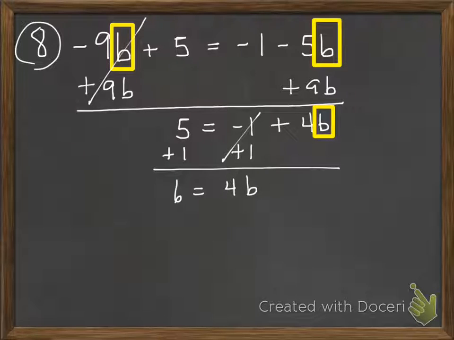Again, we're solving for b. B's being multiplied by 4. So the opposite of multiplying by 4 is dividing by 4. You can reduce 6/4 if you want to.